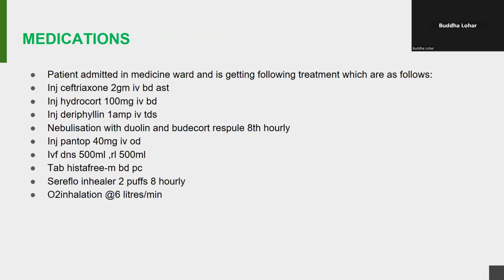At present, the patient is getting 2 gram injections because he is having an infection. That's why he is getting 2 gram IV, Hydrocort, theophylline, nebulization, injection Pantop, and IV fluids also. Because of shortness of breath, he is using the Seroflo inhaler, and he is also getting oxygen at the hospital.